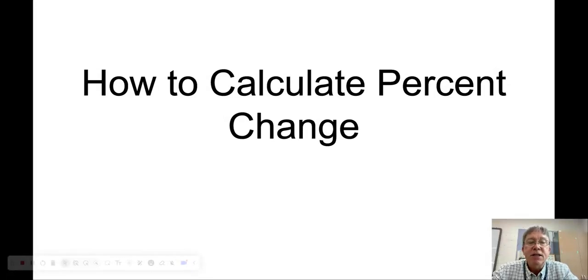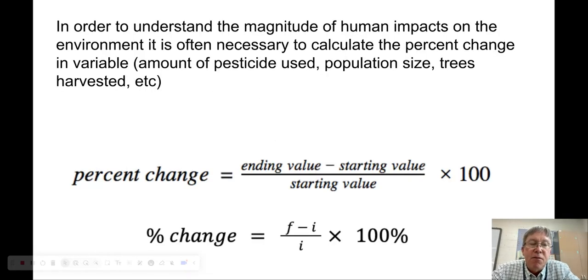Hi, in this screencast, I want to talk to you about how to calculate the percent change. It turns out that in environmental science, it's very common for us to try to understand how much impact we're having on the natural environment. As time goes by, some of these changes can seem gradual, but if we do a calculation, we can understand the rate at which we're having an impact.